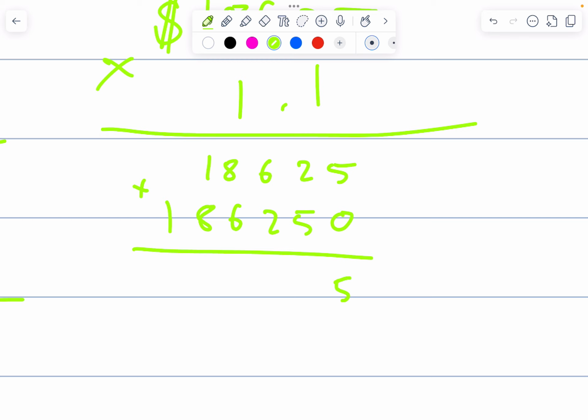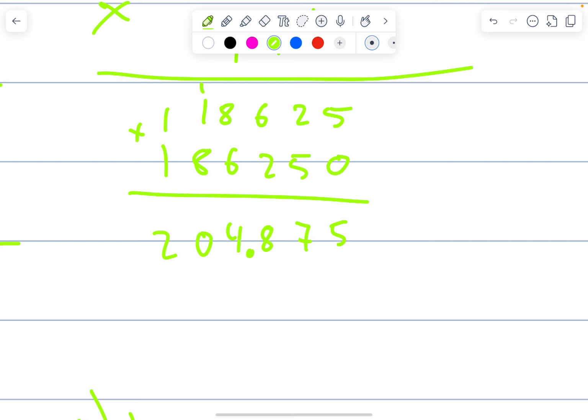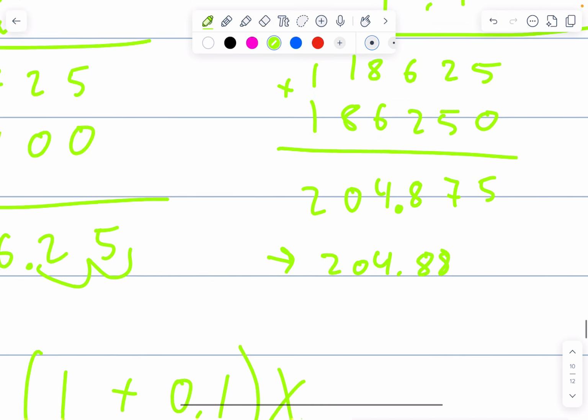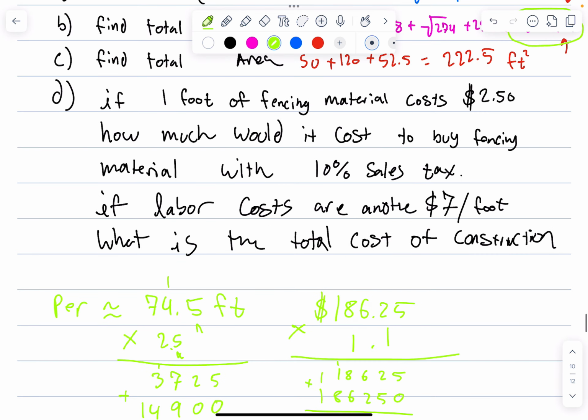So you have 5, 7, 8, 8 plus 12, 13, 14. Carry the 1, 0, 1. So 204,875. And our cents only go to 2 decimal points. So we have to round. So this becomes 204.88, because it usually rounds up to the nearest cent. Okay, so you're at $204.88. That's how much it will cost for fencing material with a 10% sales tax.